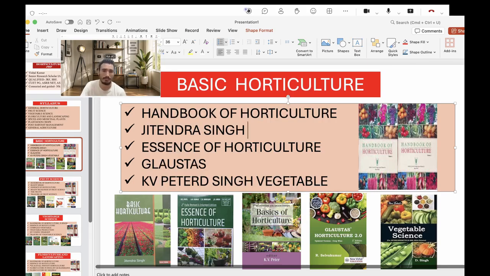Next is Essence of Horticulture. You will find very important chapters before the start of Essence of Horticulture. A few chapters are totally dedicated to the general horticulture portion. Then we have an advanced book, Basic Horticulture by K.V. Peter, which is recommended by ICAR scientists, and many research scholars study this book also.